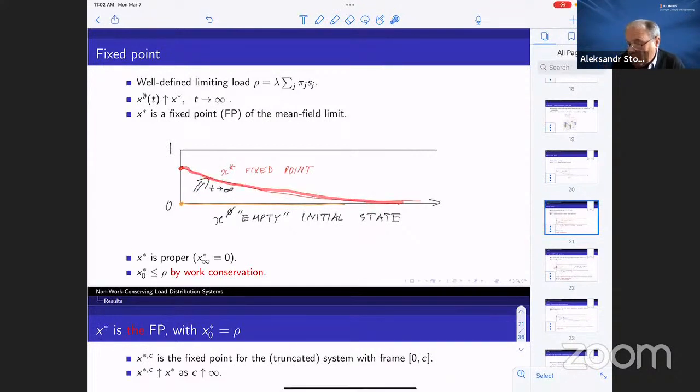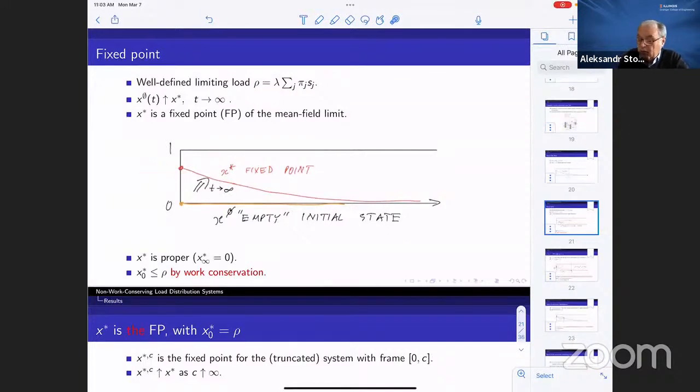That something we can call x star, and it will be a fixed point of the mean field limit. So if you start from here, you will stay in it. Okay. And again, it's not hard to see that this x star will be proper. So it's not possible that you converge not to zero but to some positive epsilon.